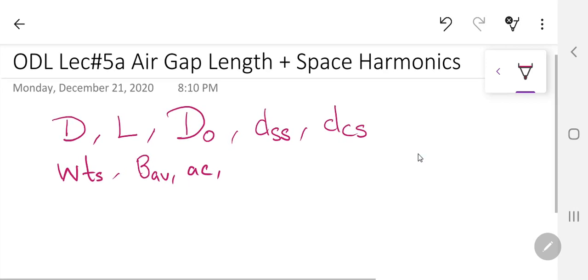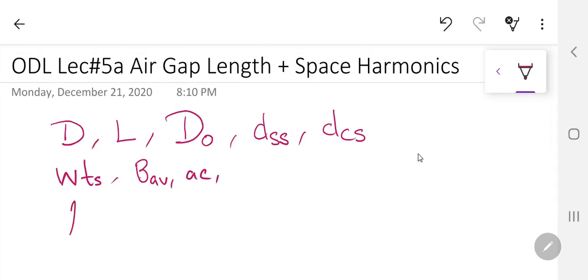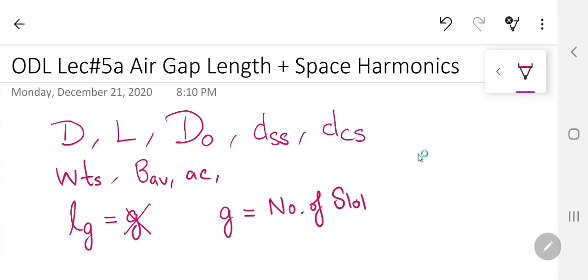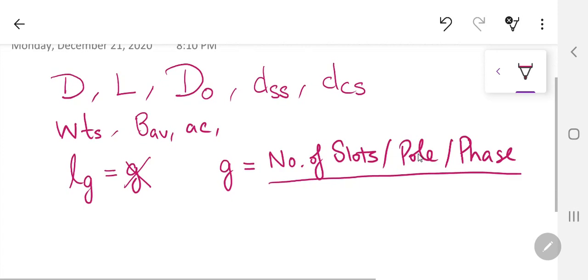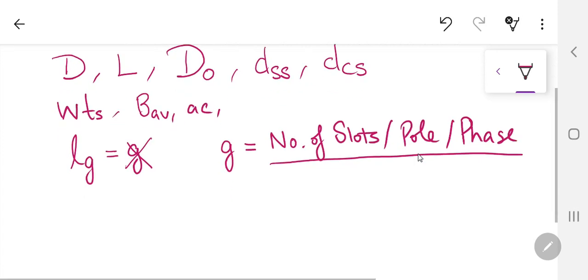Now the next thing in the design of the machine is the air gap length. The air gap length is going to be a variable, designated by LG. We could use the other variable G also, but we are not going to use it because, as I told you in the previous classes, G is equal to the number of slots per pole per phase. Since this course is going towards the very end, that G will also be taken over there. So LG is the air gap length.